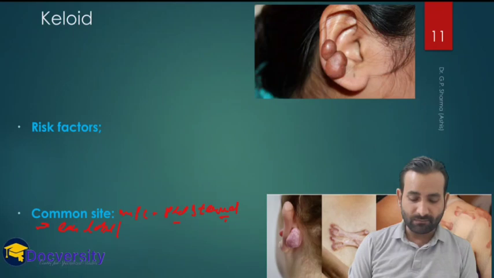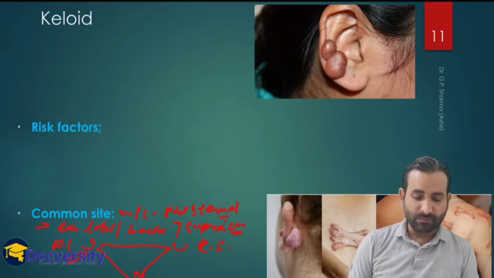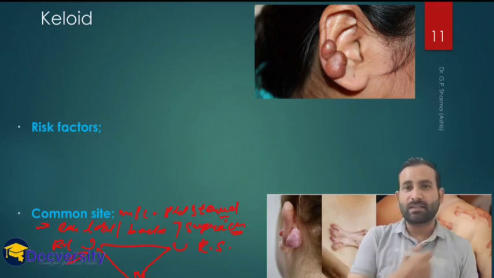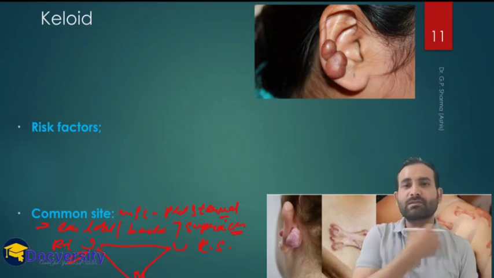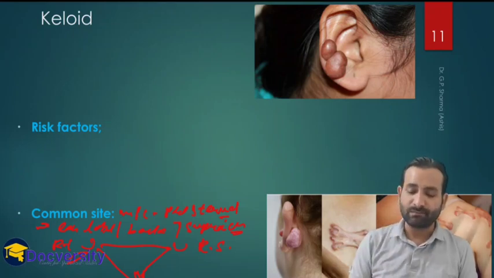Similarly, you have it at the back of your body, right? And then you have the supraclavicular region. You can remember there is one triangle you can make: the left shoulder, the right shoulder, and the xiphoid process. This is the chest triangle. This triangle between the right shoulder, the left shoulder, and the xiphoid process is the most common site for keloid.